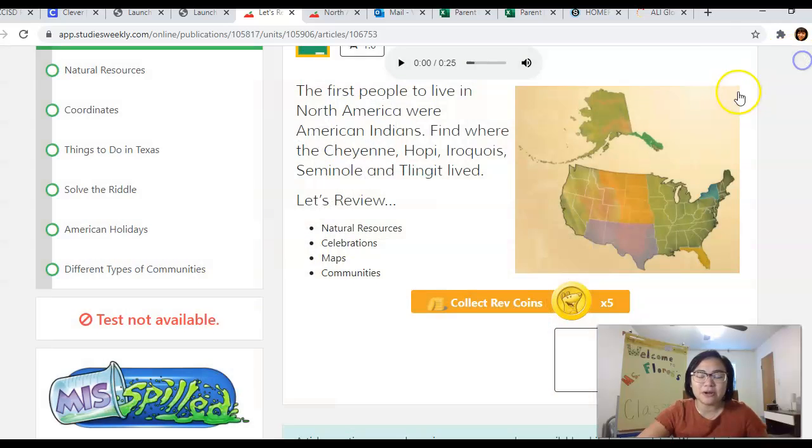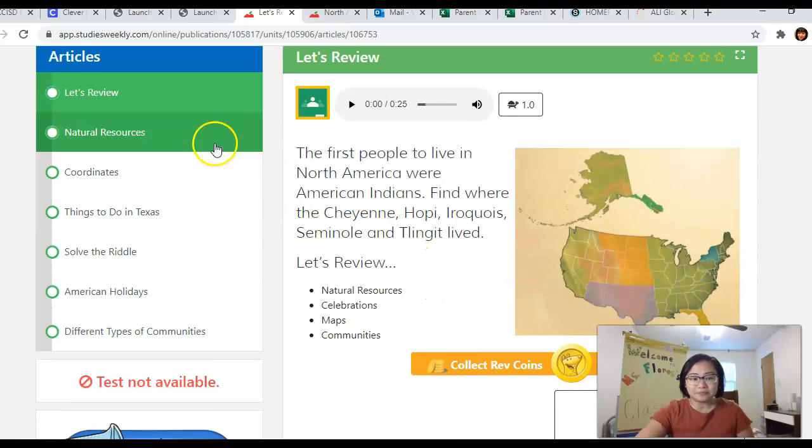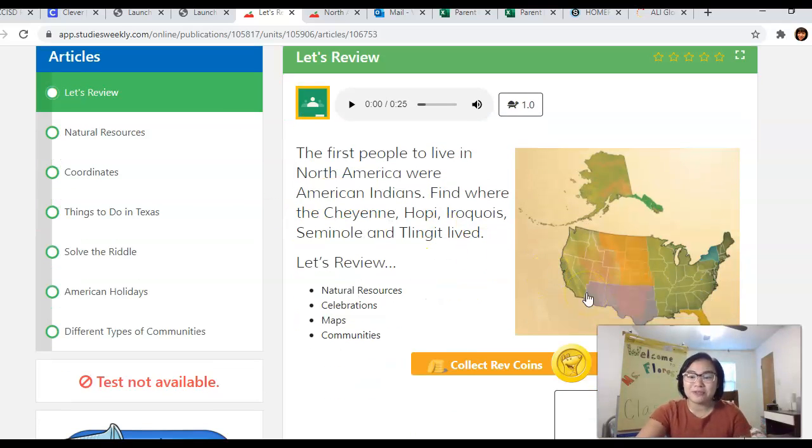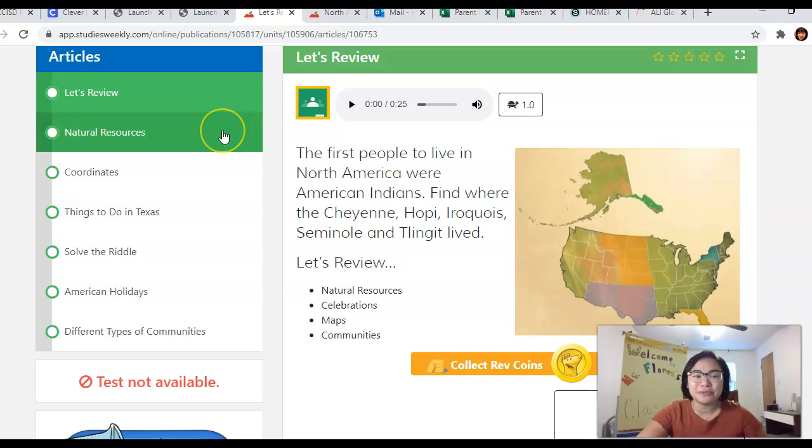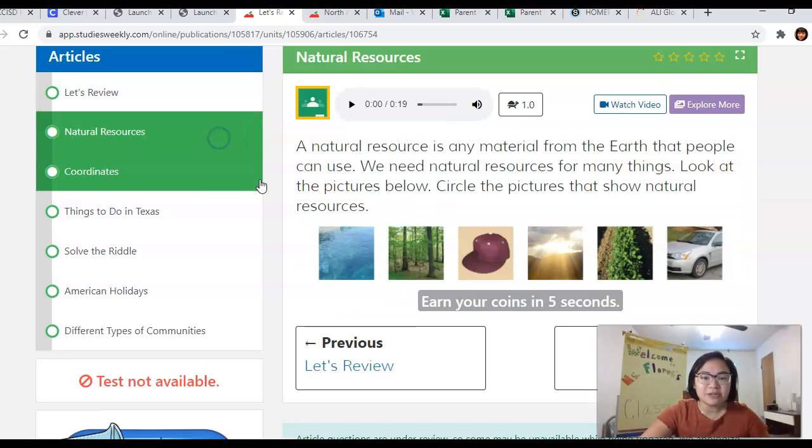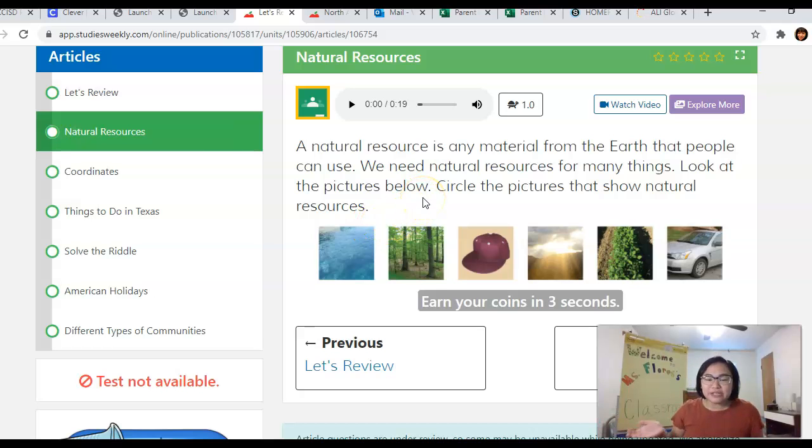So these are really important wherever they lived. I'll go ahead and put up this map and you will be able to label them during your own time for your assignment today. All right, our very next one that we're going to review is natural resources.